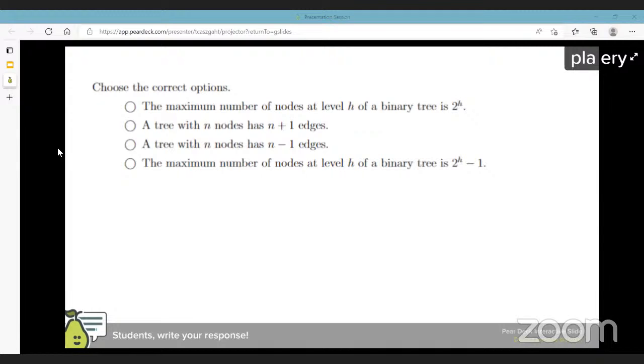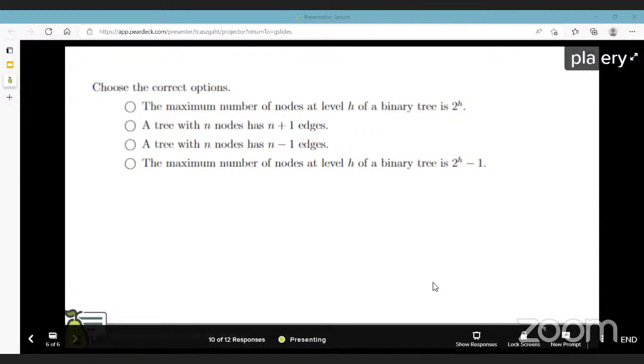And in the fourth, the maximum number of nodes at level h of a binary tree is not 2h minus 1, it is 2 to the power h, as in option 1. You have it right. Yes. Okay, very good.